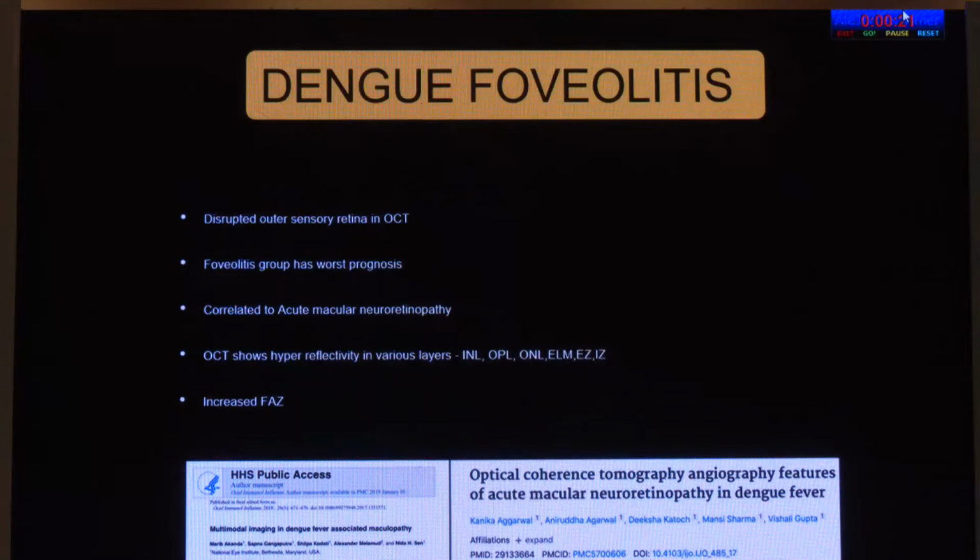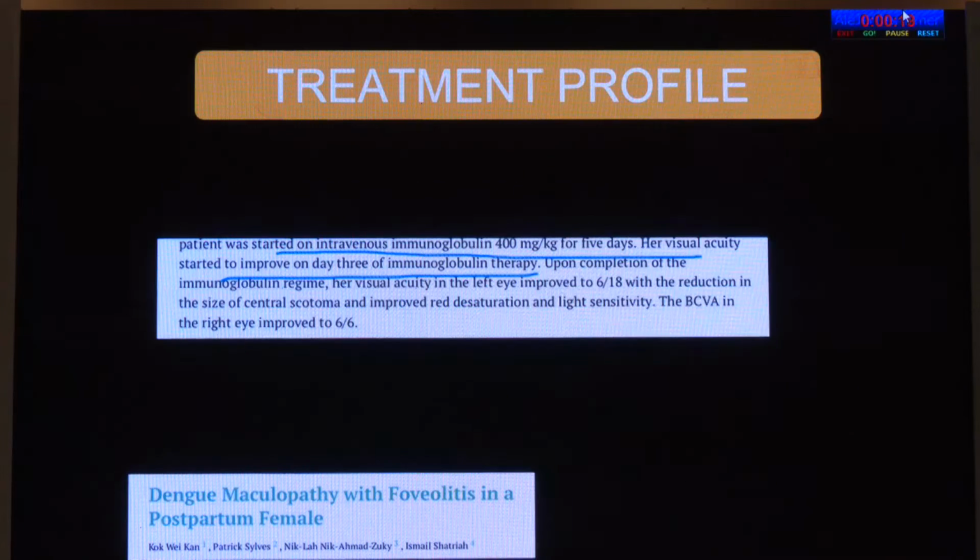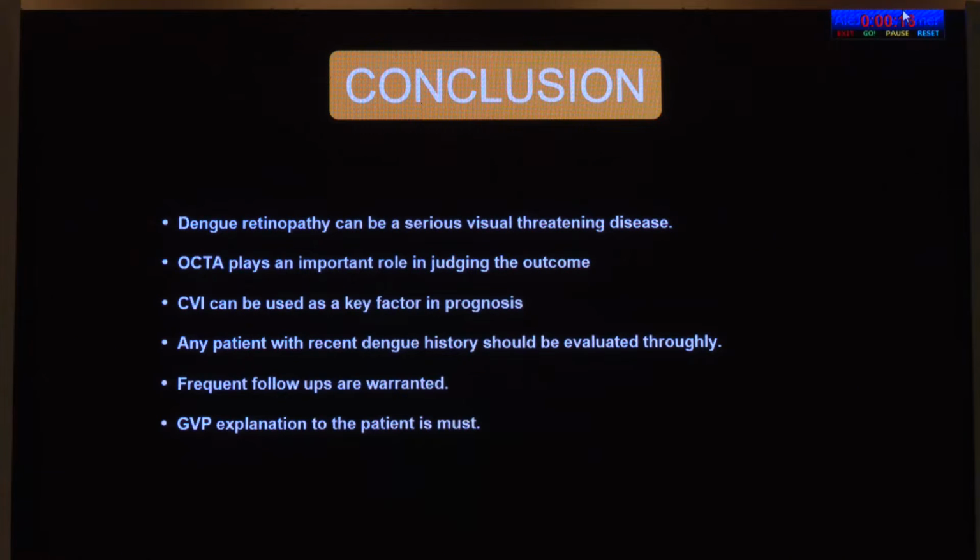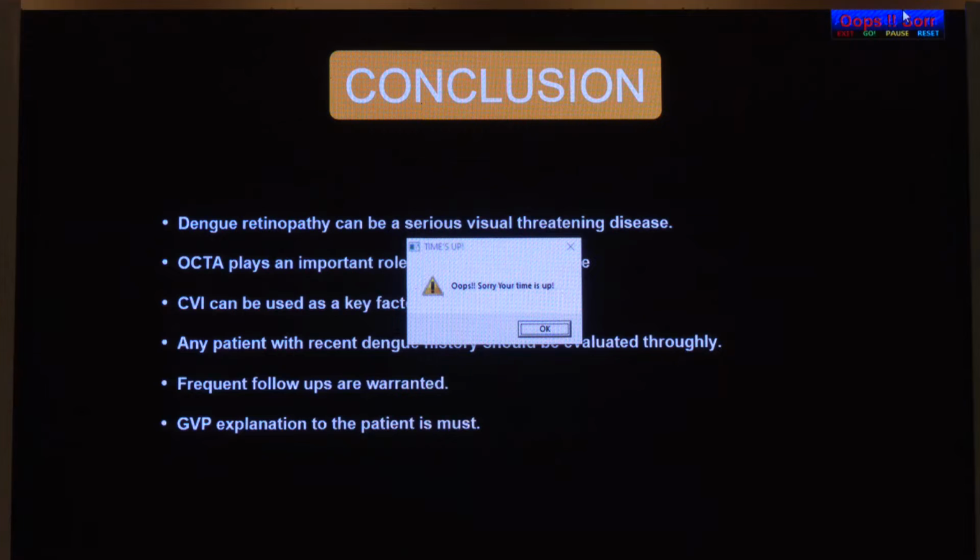So the final conclusion that we came to was that dengue retinopathy should be looked at seriously, and especially a patient who suffers from dengue and complains of vision should be referred to an ophthalmologist. And OCTA plays an important role in judging the outcome, because if we find flow deficit in the deep plexus, and if CVI is also affected, then the prognosis is guarded, and frequent follow-ups are warranted, and a guarded visual prognosis should be explained to the patient.